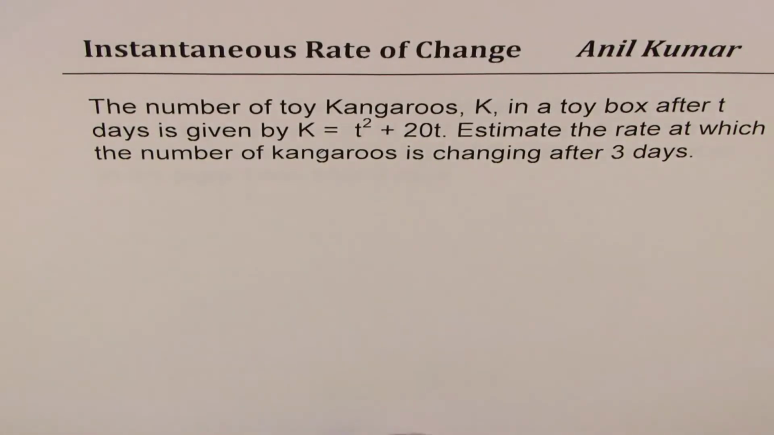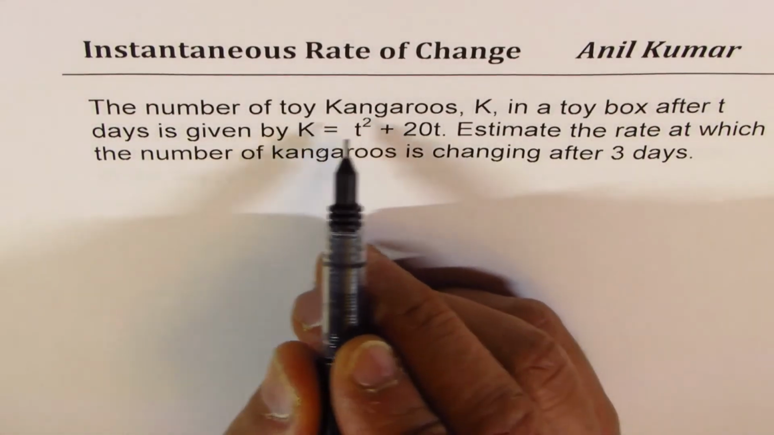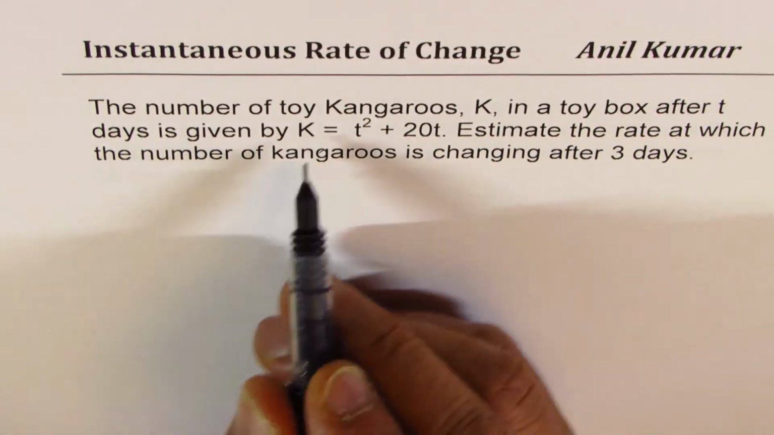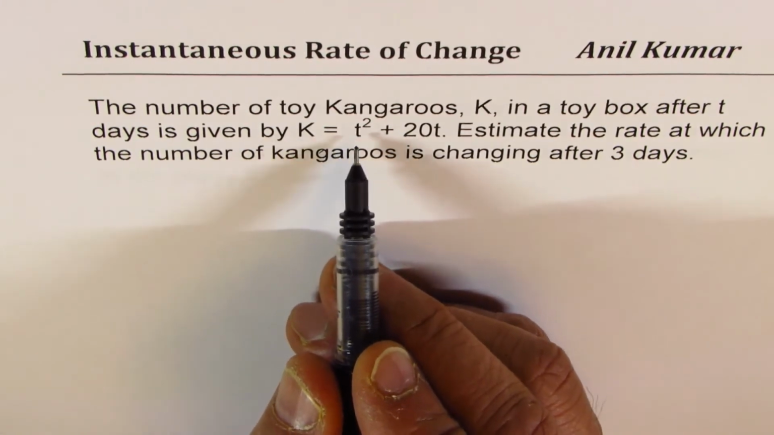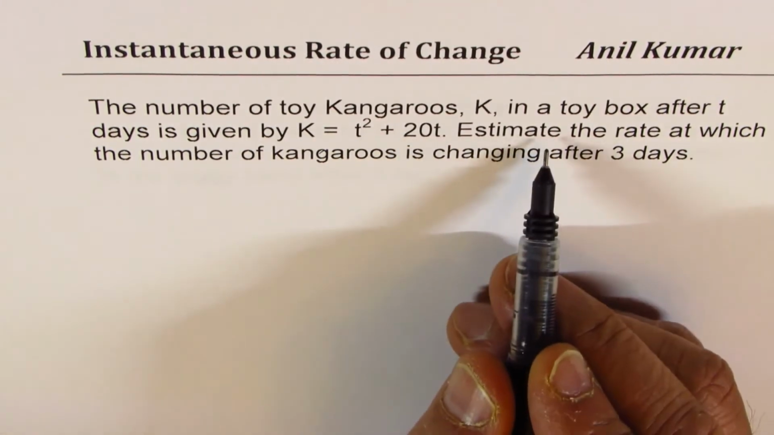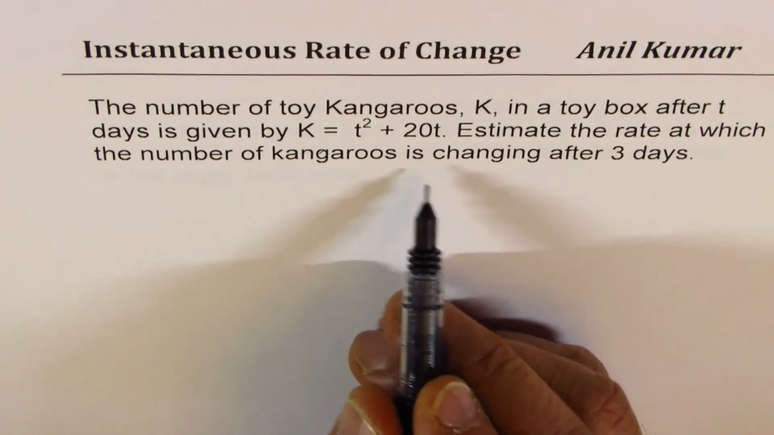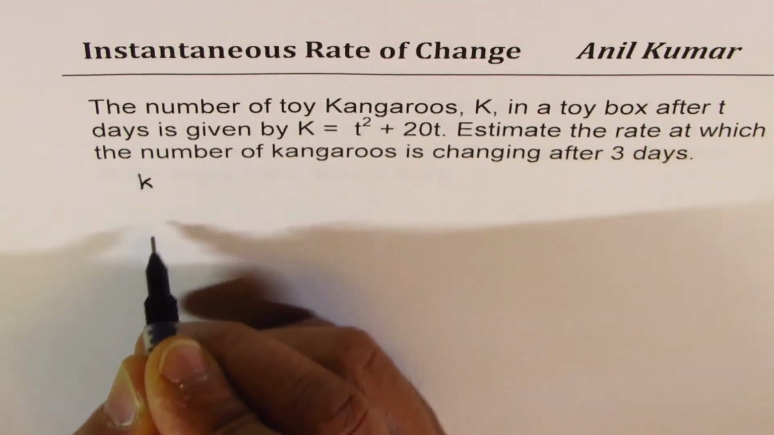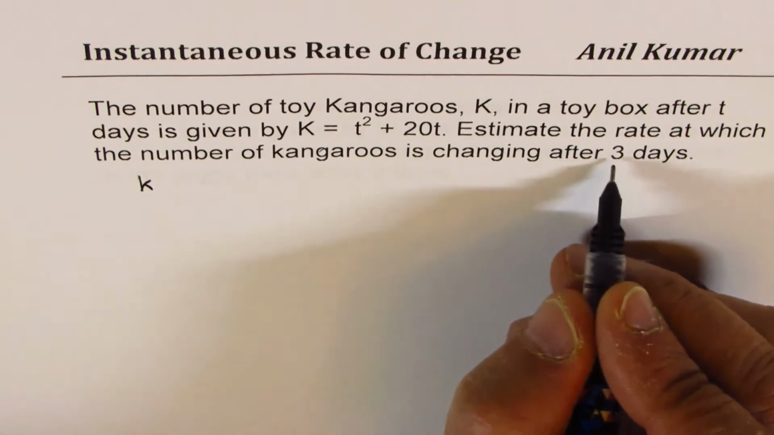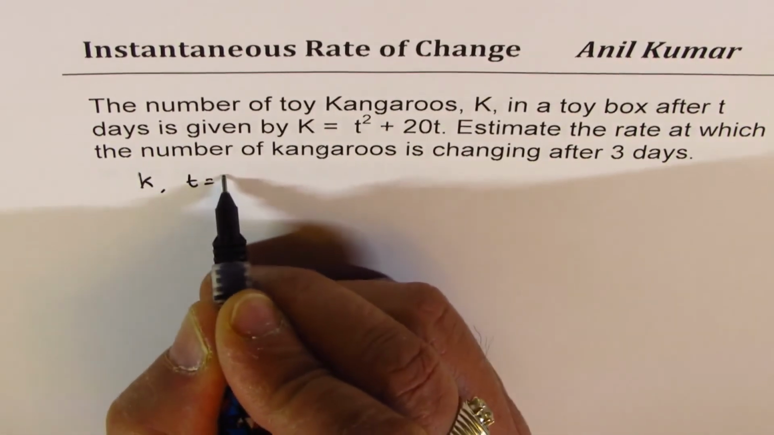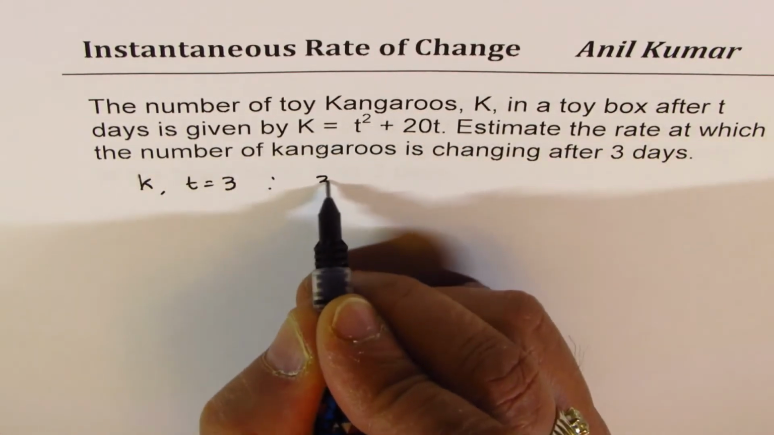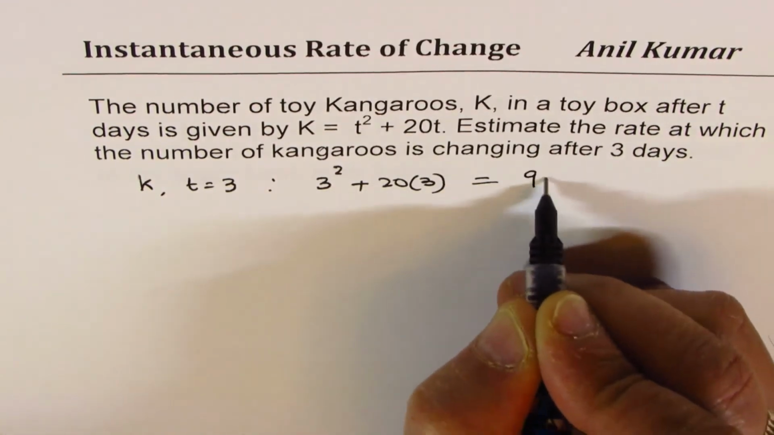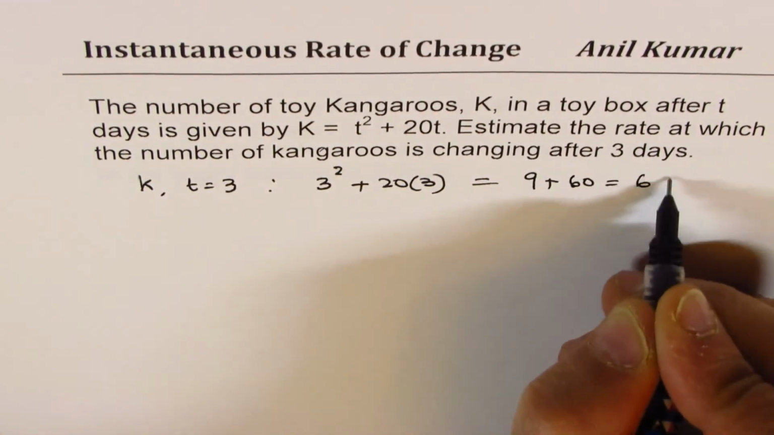Next question before us is: the number of toy kangaroos K in a toy box after t days is given by K equals t squared plus 20t. Estimate the rate at which the number of kangaroos is changing after 3 days. So in this particular case, let us find the value of K when t equals 3. In that case, it is going to be 3 squared plus 20 times 3, which is 9 plus 60, or 69.